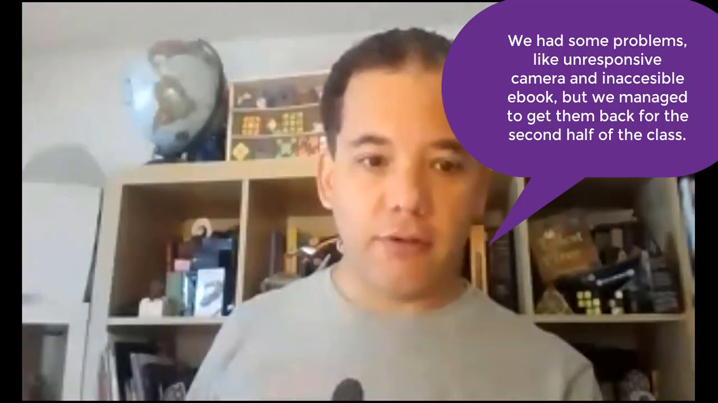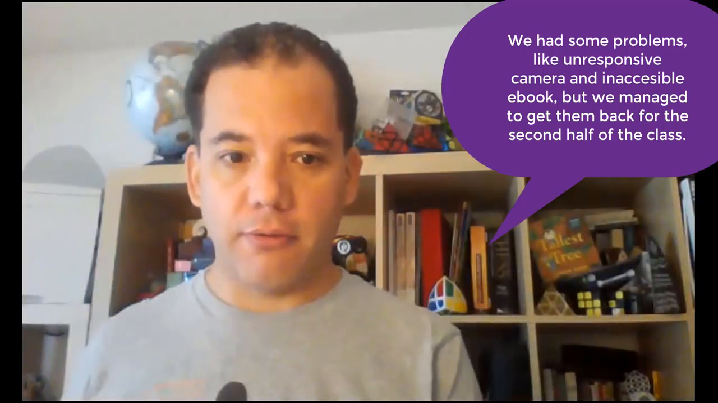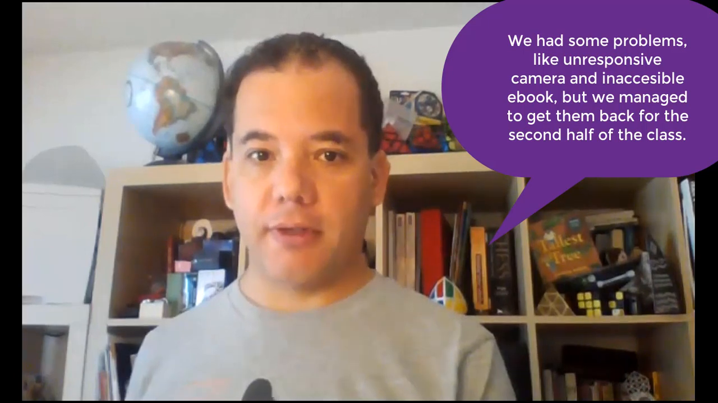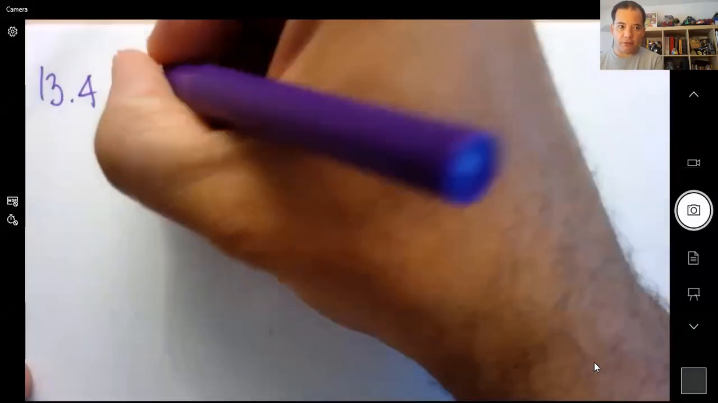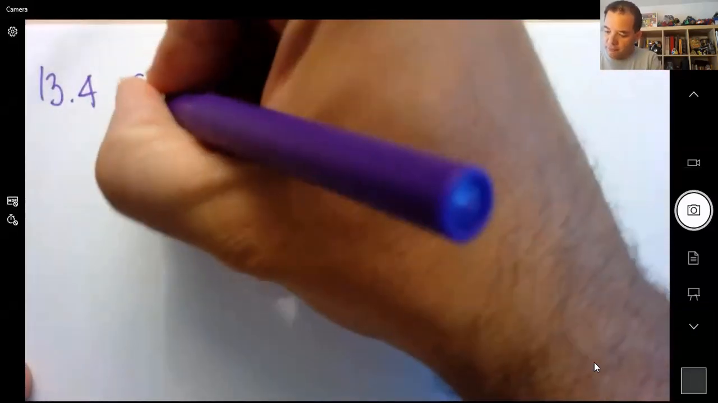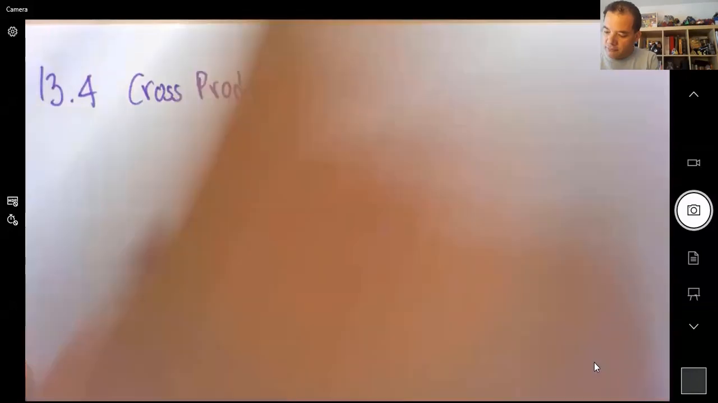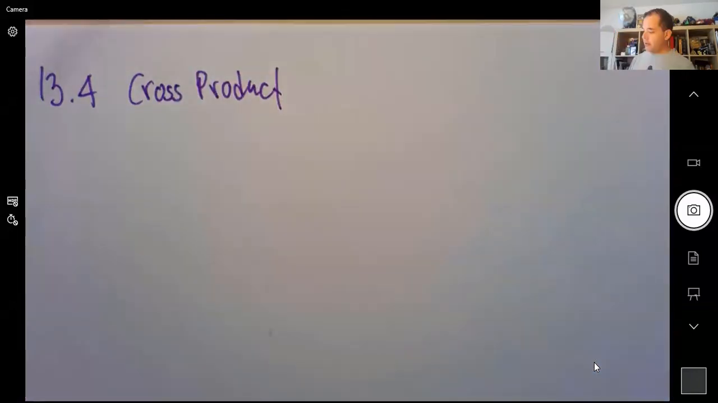We will work on 13.4 today. That's the cross product. Let's go back to the page. So this is section 13.4, the cross product. I mentioned it last time and already gave you a little bit of an idea, but today we'll really get into it.